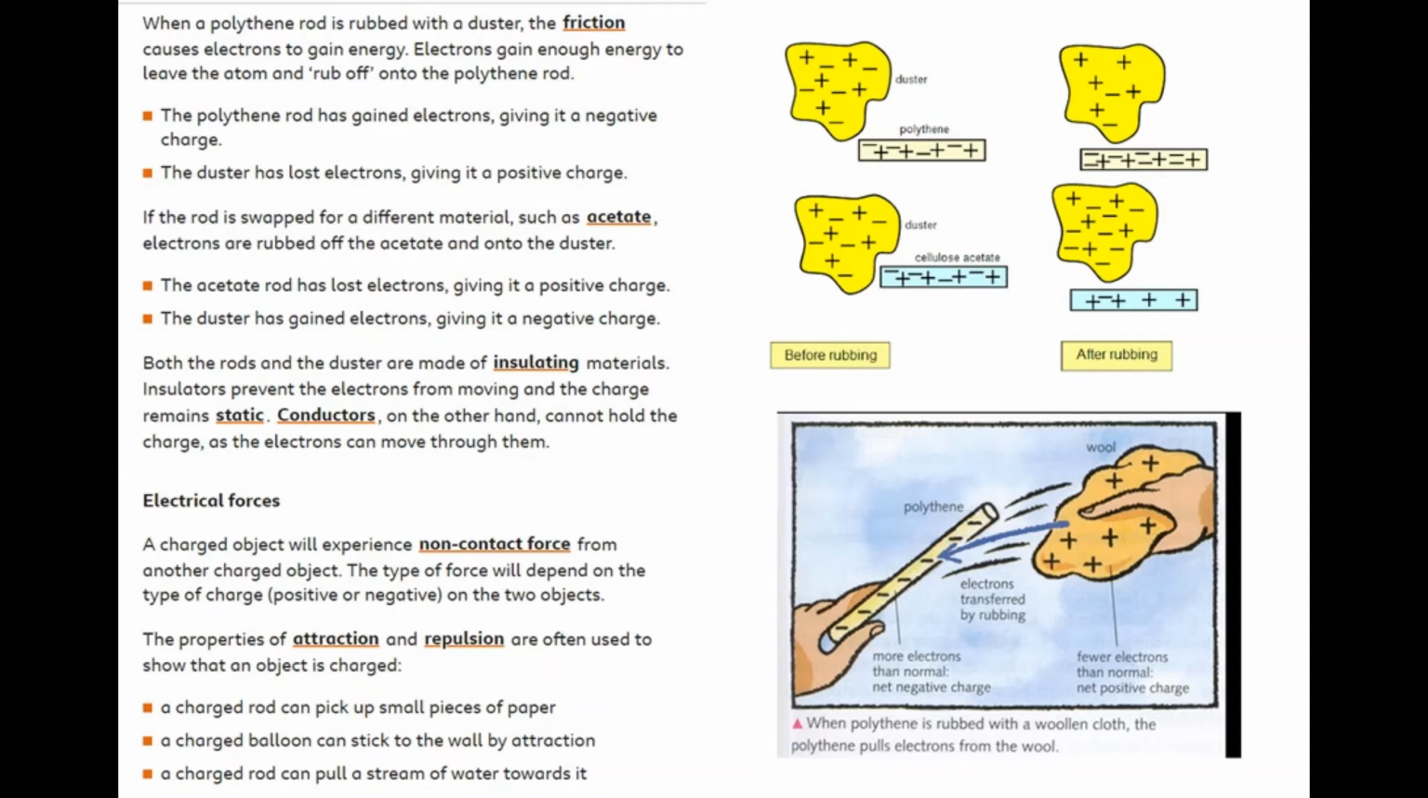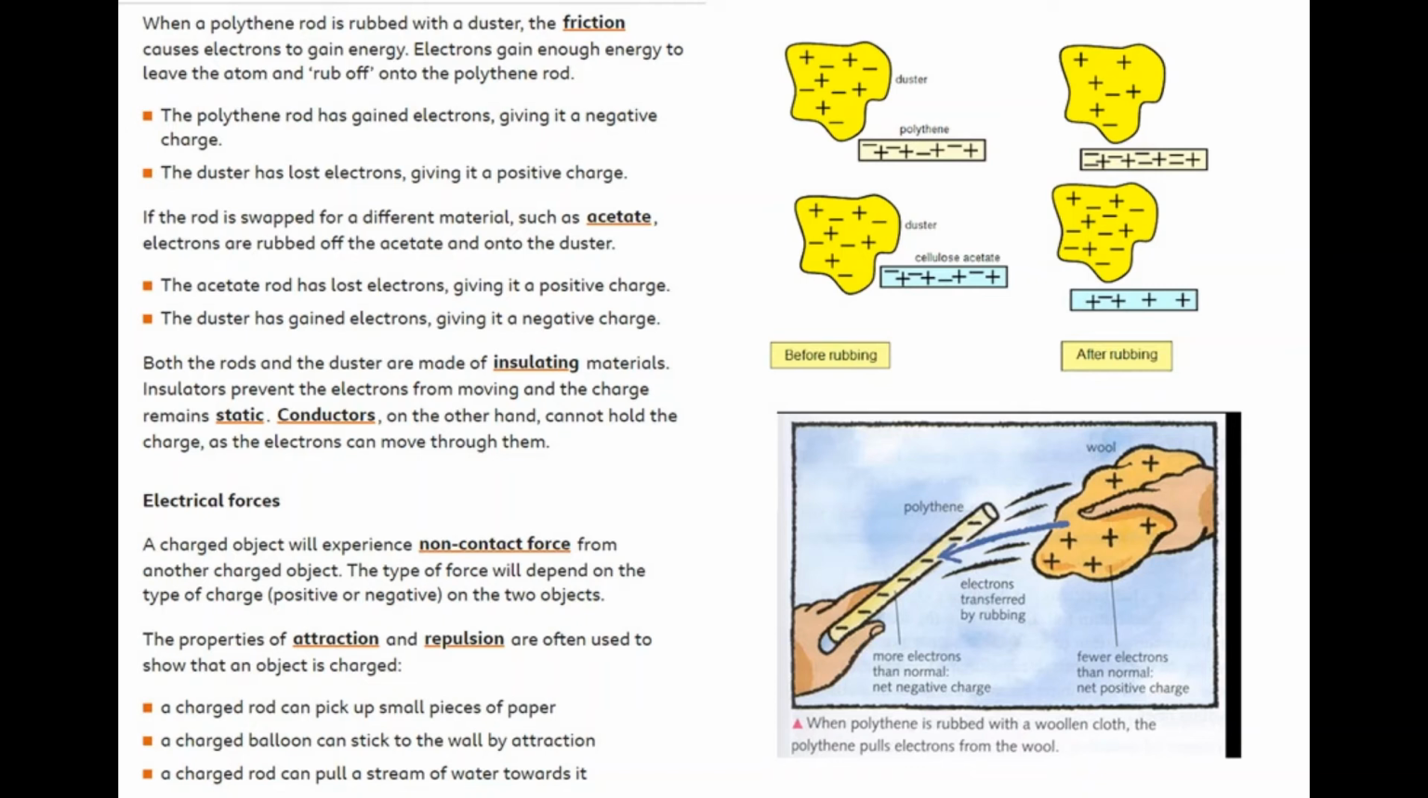Electrical forces. So if you have a charged object, it will experience a non-contact force. Friction is a contact force because you need the two objects to be rubbing, and that will be a force experienced between those two objects when they oppose each other. However, a non-contact force is when they don't need to be touching. So if you have an electric field, in this case, this will be a non-contact force. The type of force will depend on the type of charge, positive or negative, on the two objects. The properties of attraction and repulsion are often used to show an object is charged.